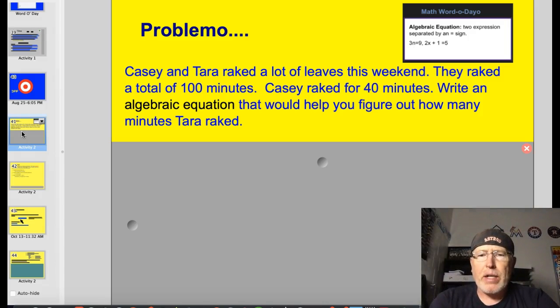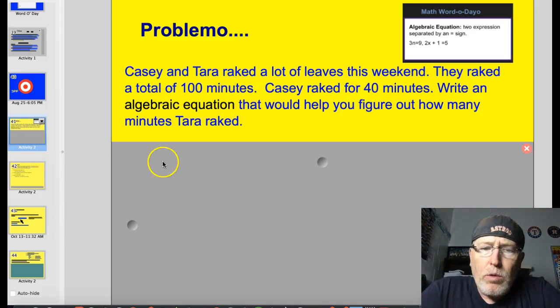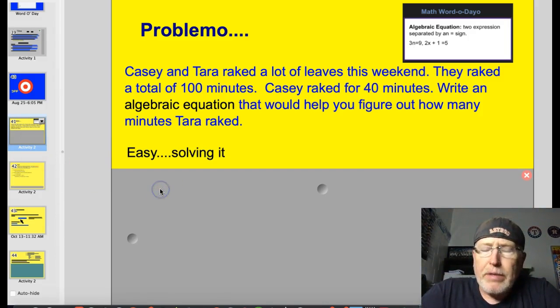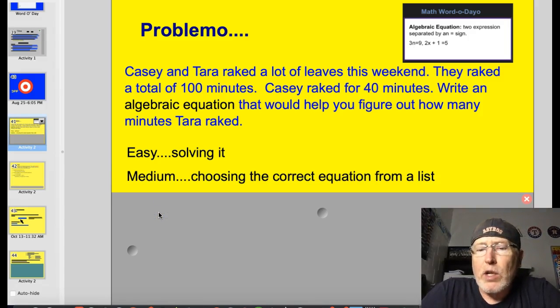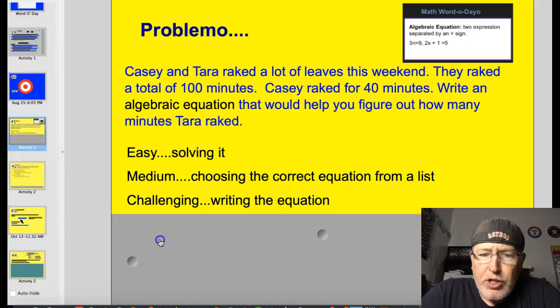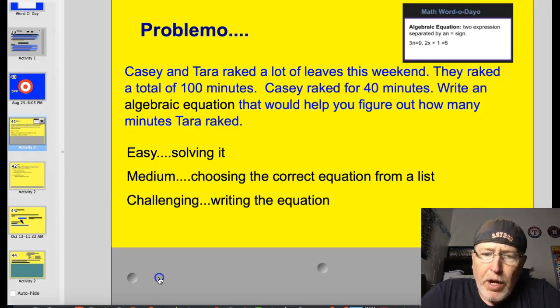So Casey and Tara raked a lot of leaves this weekend. They raked a total of 100 minutes. Casey raked 40 minutes. Write an algebraic equation that would help you figure out how many minutes Tara raked. Well, when we think about it, solving it, that's easy. Kind of the mid-level thing is choosing the correct equation to match this situation from a list, such as a multiple choice test. The most challenging is actually writing the equation.